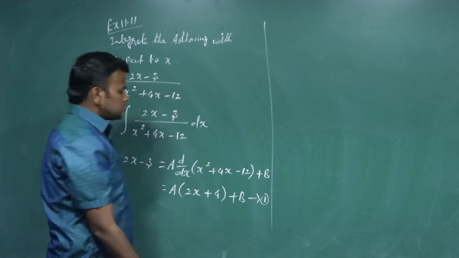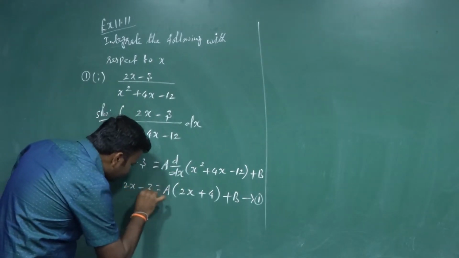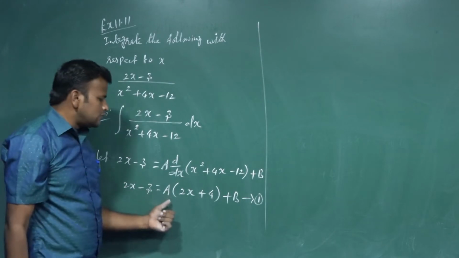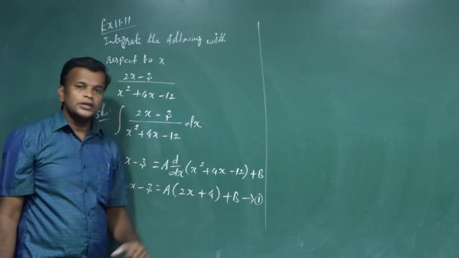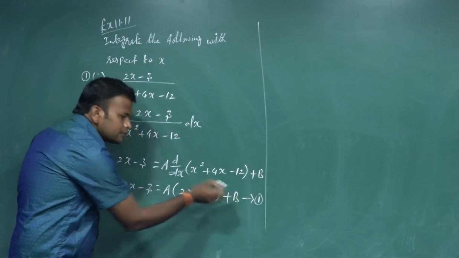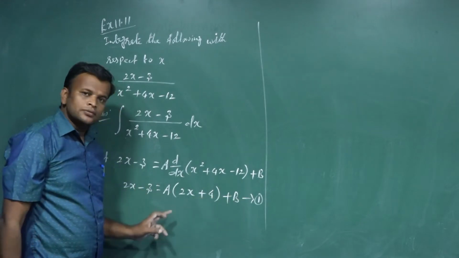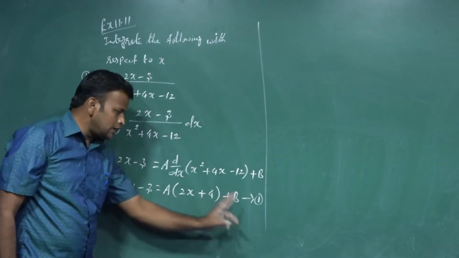We use this equation, so I put it as equation 1. So the value of 2x minus 3 is equal to a of 2x plus 4 plus b. The next step is to find the value of the constants a and b, because instead of 2x minus 3, we use that value.